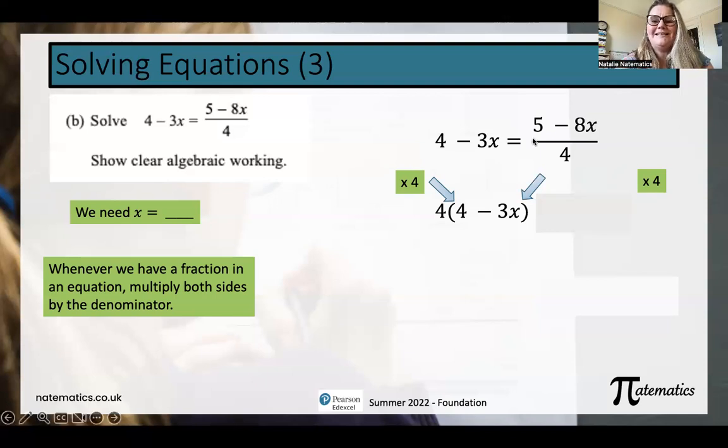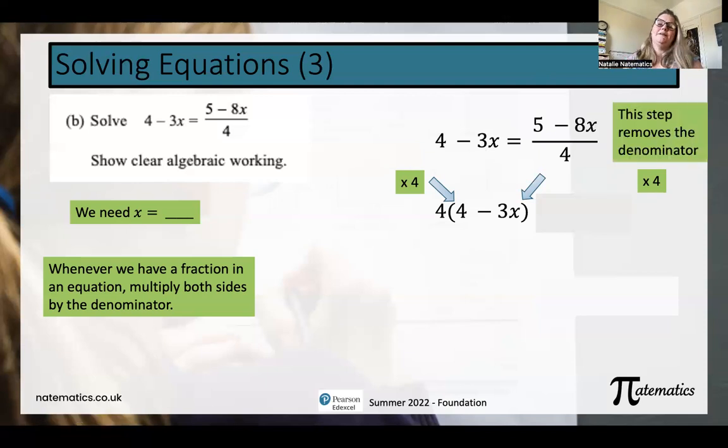So here we're literally saying, well, it's 4 lots of everything: 4 minus 3x. Because remember, this is a number. Whatever that number is, we're multiplying by 4. So put your brackets around it. And then on the right-hand side, why did we multiply by 4? Because we want to remove that denominator. We want to cancel this out so that we only have a single line. There's no fraction to be seen.